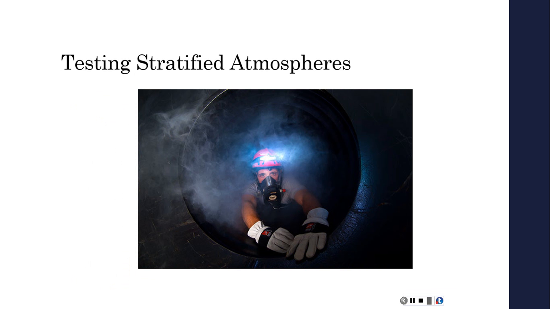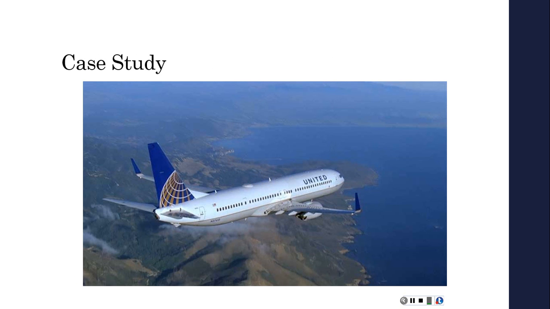Testing stratified atmospheres. When monitoring for entries involving a descent into atmospheres that may be stratified, the atmosphere envelope should be tested at a distance of approximately 4 feet in the direction of travel and to each side. If a sampling probe is used, the rate of progress should be slowed to accommodate the sampling speed and the instrument's response time. Now let's start with a case study.